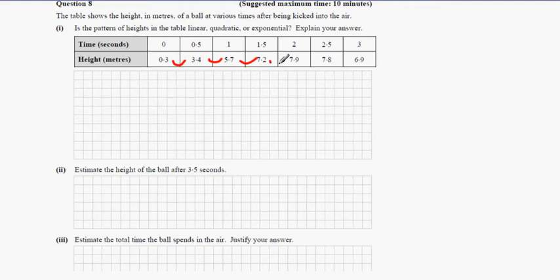set of numbers. So you're going to take them away from each other. What we're going to get is 3.1. We're going to get 2.3 for the second gap. Third gap is going to be 1.5. Fourth gap is going to be 0.7. Then the gap after that is going to be 0.1.